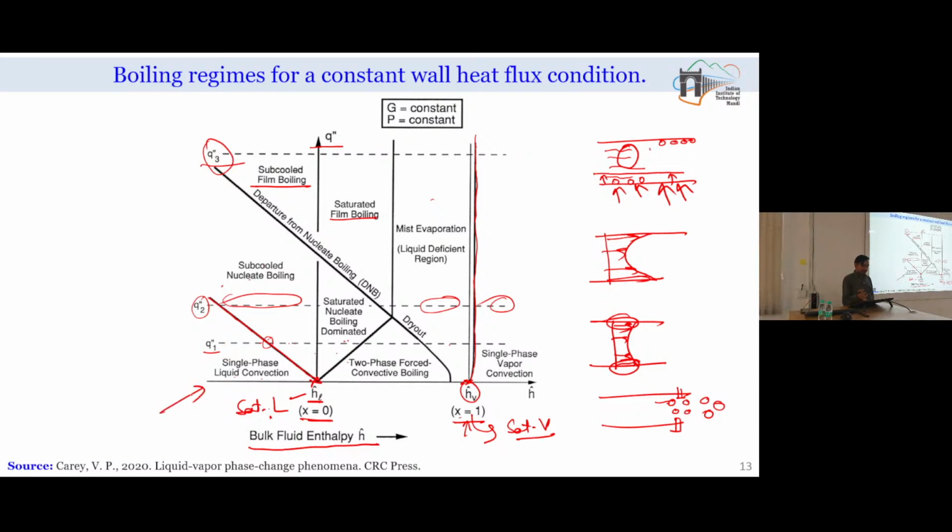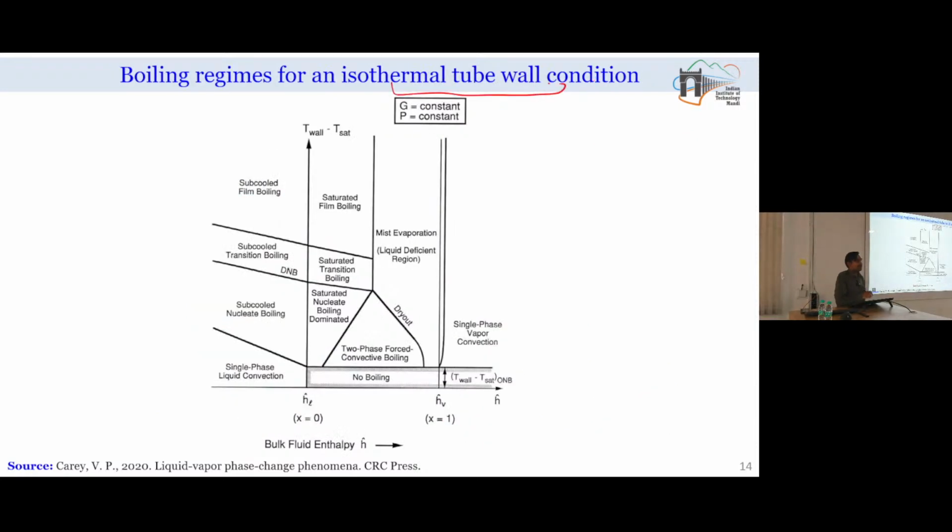So, this particular curve was applicable when the wall heat flux conditions are controlled. If instead of wall heat flux conditions, I go to isothermal tube wall conditions, where I maintain the tube temperature at certain conditions, then one major change is that nucleation of the bubble always occurs at a surface temperature a finite amount greater than the saturation temperature. So, this is the limit for onset of nucleate boiling. Until this limit is crossed, we will not be able to see any boiling, and once this limit is overcome, only after that will we be able to achieve boiling.